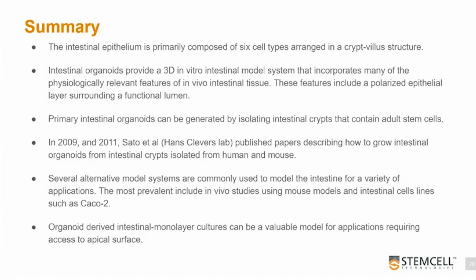Several alternative model systems are commonly used to model the intestine for a variety of research applications. The most prevalent include in vivo studies using mouse models and intestinal cell lines such as CACO2. Lastly, organoid-derived intestinal monolayer cultures can be a valuable tool for applications requiring access to apical surface.